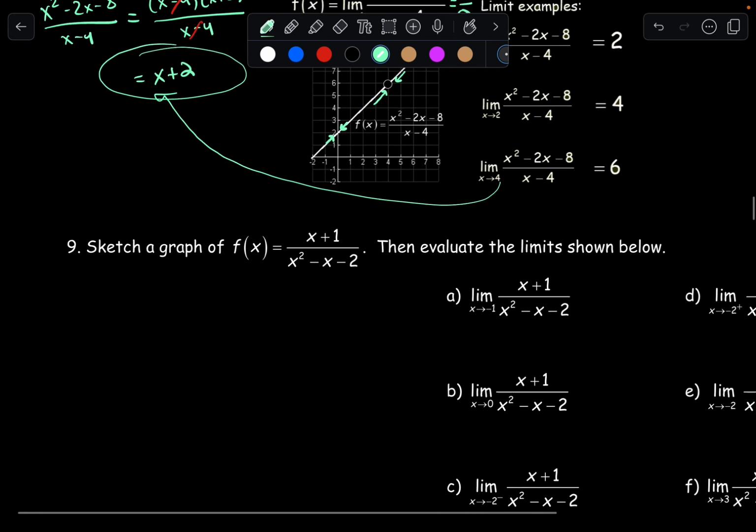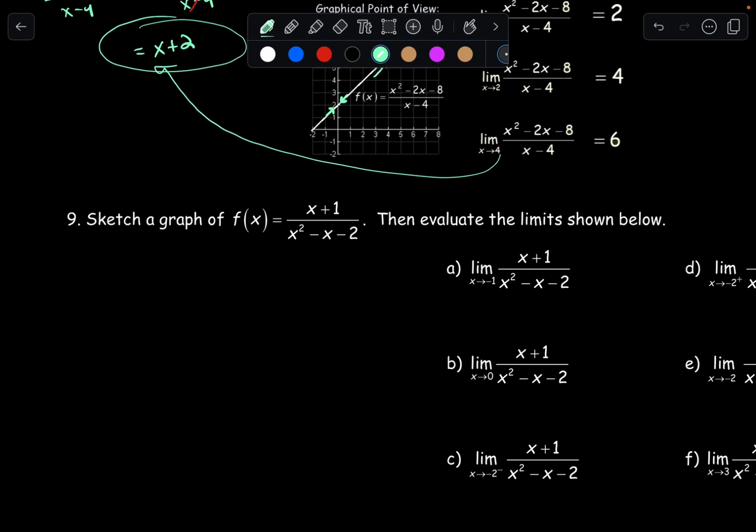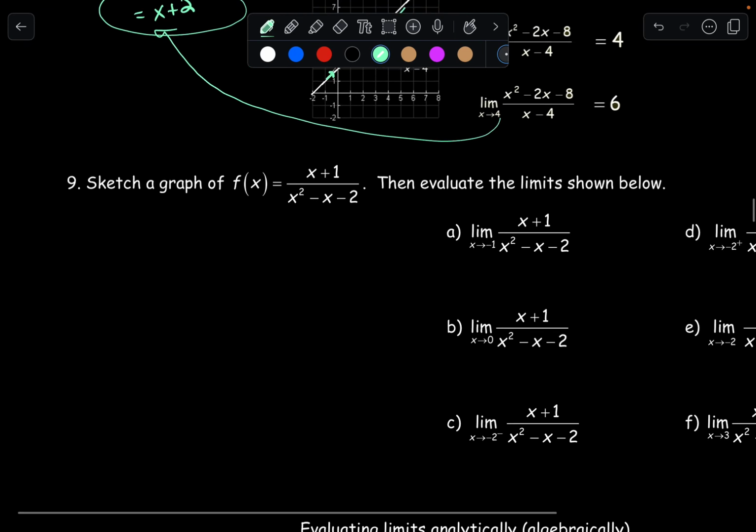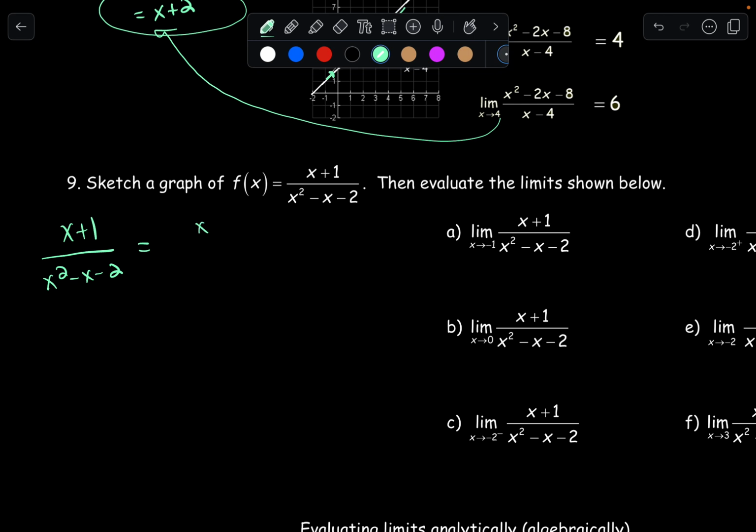All right, the next one, it says sketch a graph of f of x, then evaluate the limits shown. Okay, so I have (x plus 1) over (x squared minus x minus 2). We're going to have to do some factoring first. We want two numbers that multiply to negative 2 but add up to negative 1. So we'll have (x minus 2) times (x plus 1).